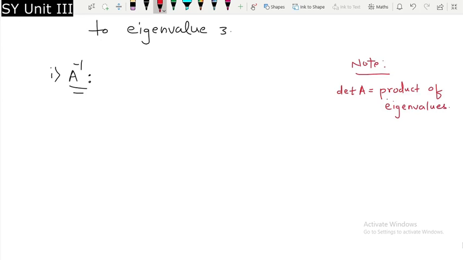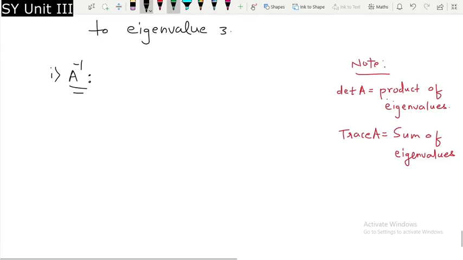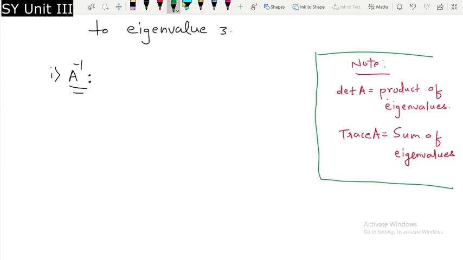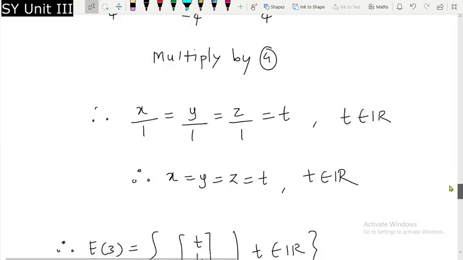Okay, and trace of A is equal to sum of eigenvalues. These two properties are very important to solve a lot of MCQs. So important properties. Always note that determinant of A is equal to product of eigenvalues, and trace of A is equal to sum of eigenvalues. You can check it yourself.